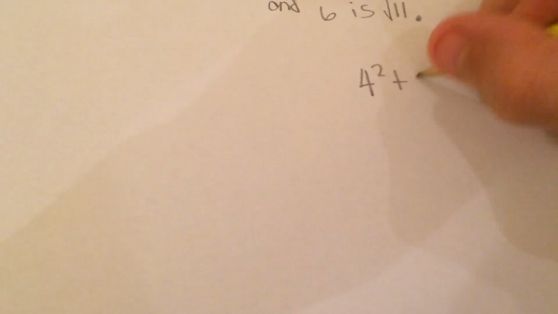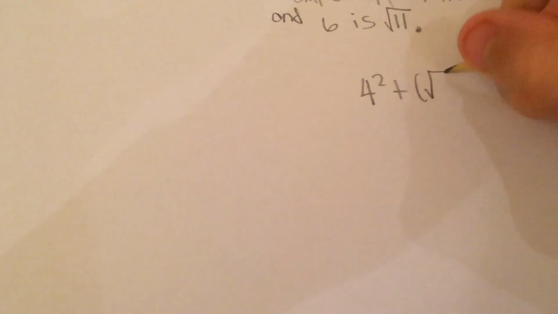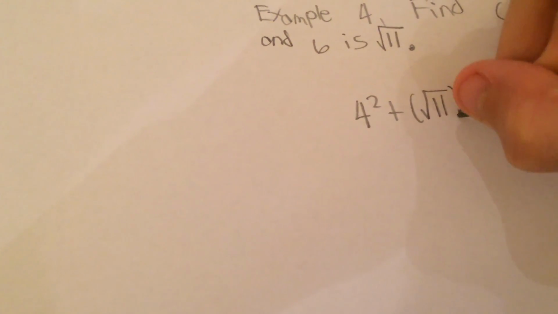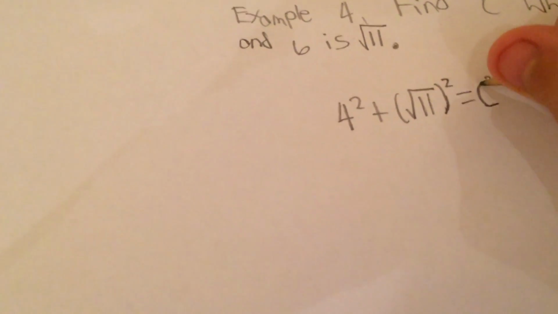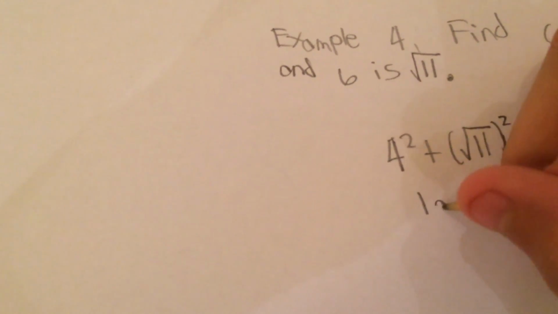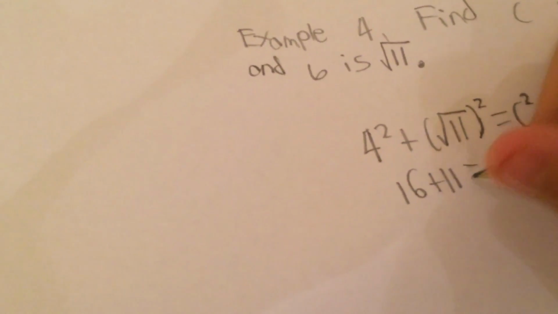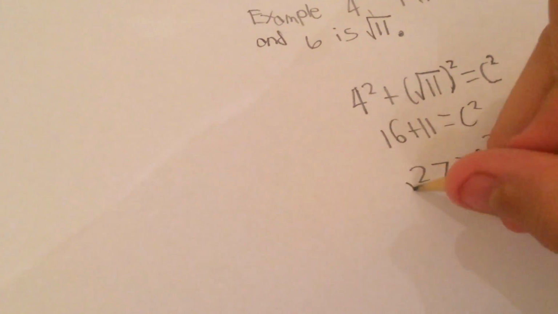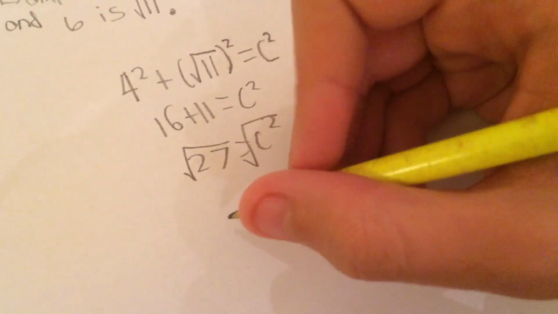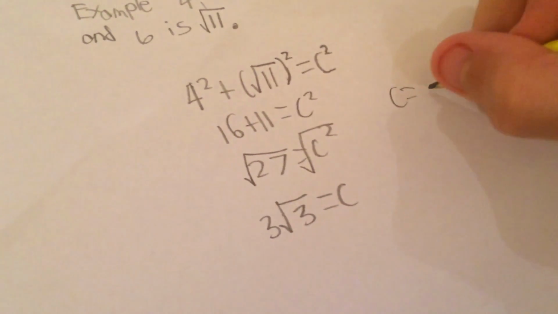Alright kids, this is the last one. Prove C when A equals 4 and B equals square root of 11. Step number 1, set up your equation. 4 squared plus square root of 11 squared equals C squared. Step number 2, simplify your numbers. 4 squared equals 16. Square root of 11 to the second power equals 11. Step number 3, Illuminati. Add your two numbers together. 16 plus 11 equals 27. Step number 4, square root of your number. Square root of 27 equals 3 square root of 3.